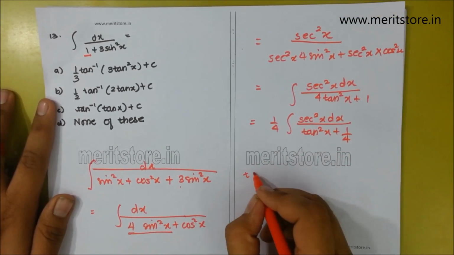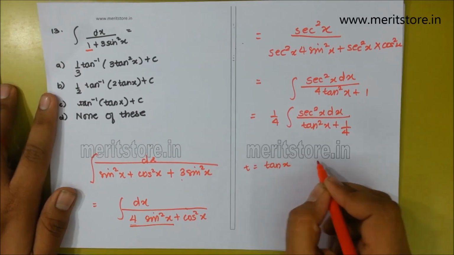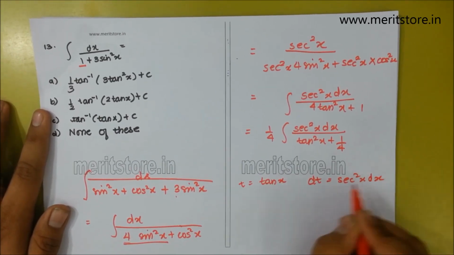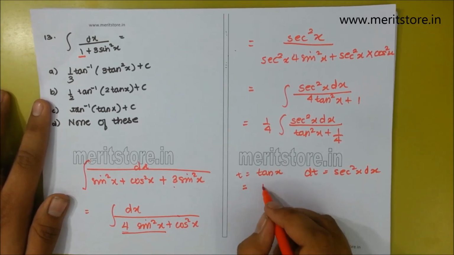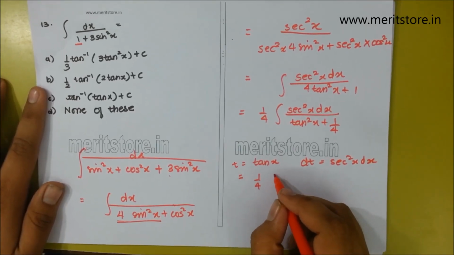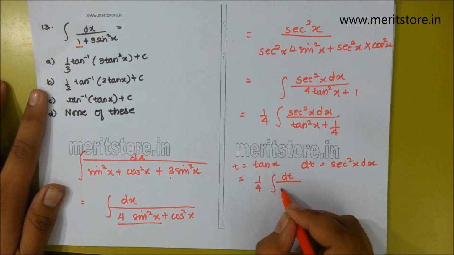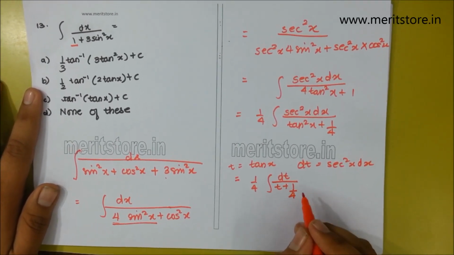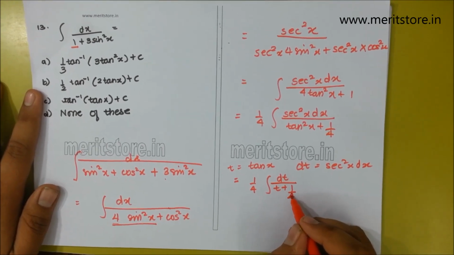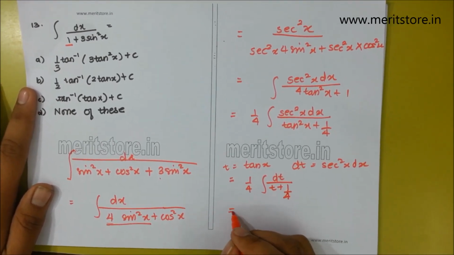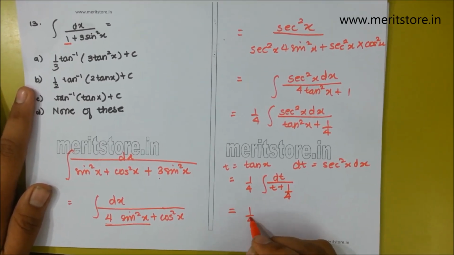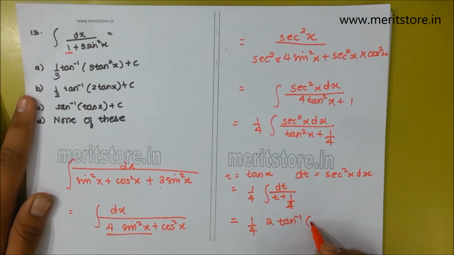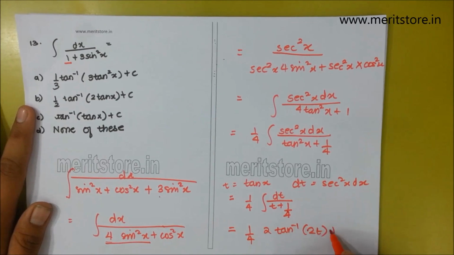Now let us consider t is equal to tan x. So dt will become sec square x dx. Substituting the values of t and dt, 1 by 4 is nothing but integration of dt upon t square plus 1 by 4. So 1 by 4, 1 by t square plus 1 by 4 can be also written as 1 by 4 integrating this to tan inverse of 2t plus c.